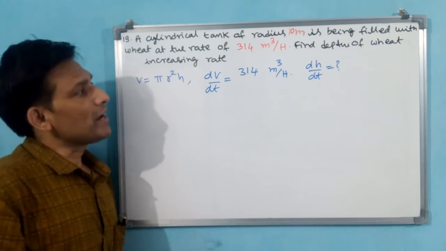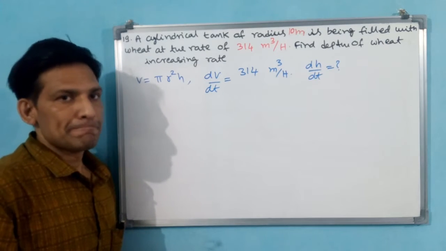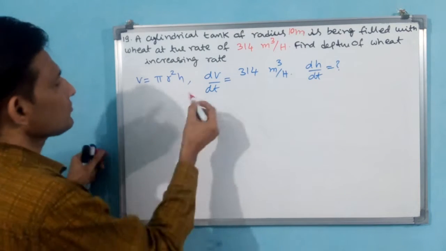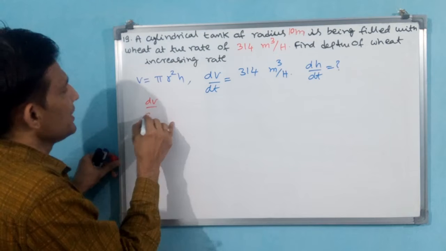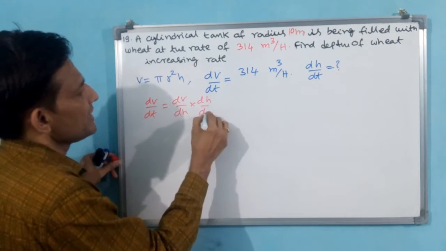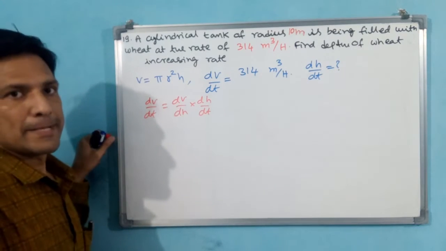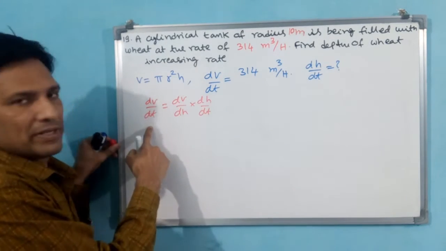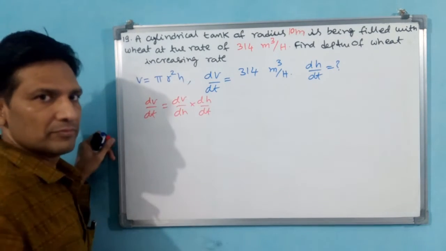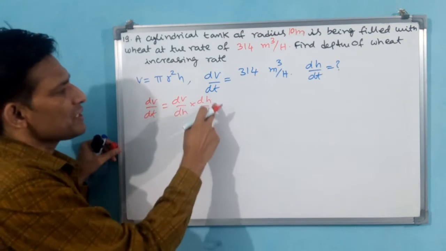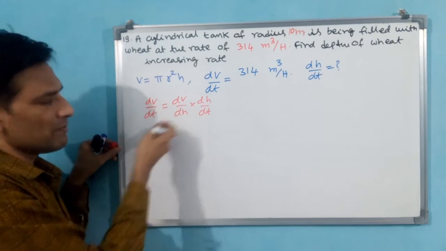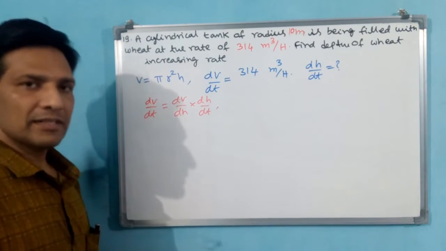How can you find dH by dt? Observe carefully. dV by dt is equal to dV by dH into dH by dt. dV by dt they have given. dV by dH you can find, because volume with respect to h you can differentiate. dH by dt, this value they have given. This is equal to this divided by this. You can get it.